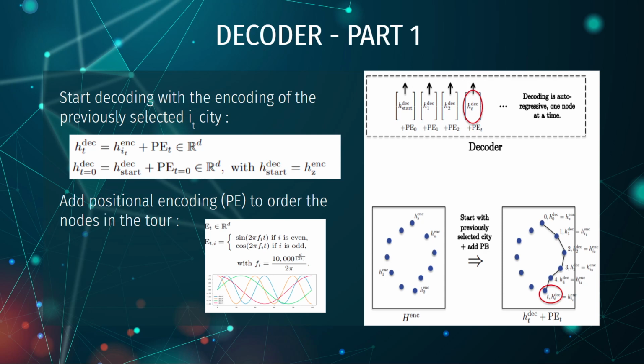Add positional encoding p to order the nodes in the tour. The positional encoding is calculated as sine 2 pi f_i times t if i is even and cos 2 pi f_i times t if i is odd. The decoder would have access to the cities added in the tour so far and would therefore add the i_t city at its optimal position in the partial tour. This process can be seen in this graph at the bottom right.